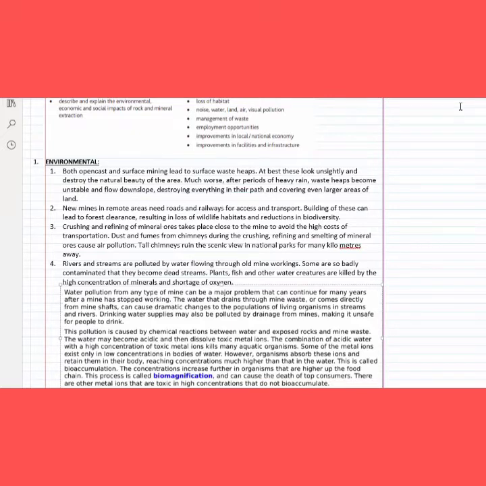So first you have the idea that both surface mining and open cast mining cause what? They lead to large waste heaps, right? So the major problem is how are you going to dispose of that waste, right? So that is the first problem.